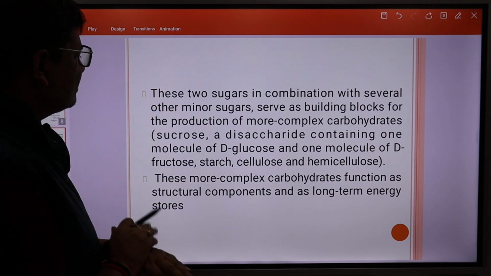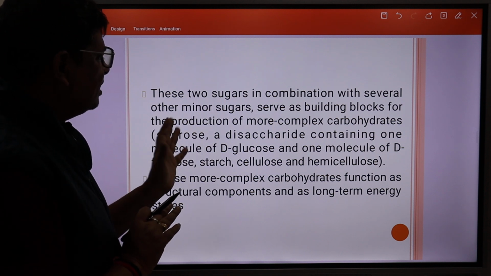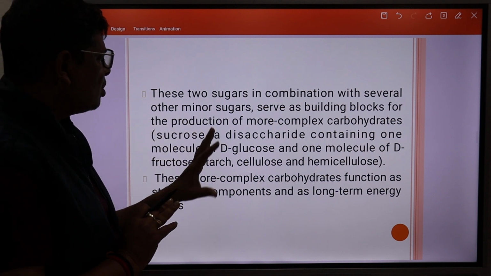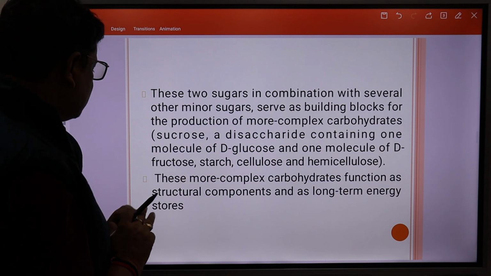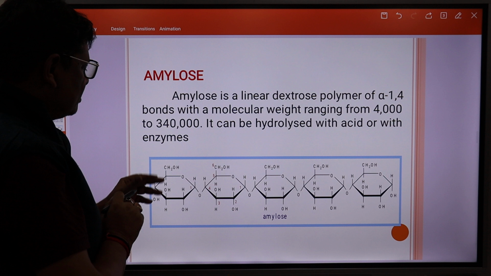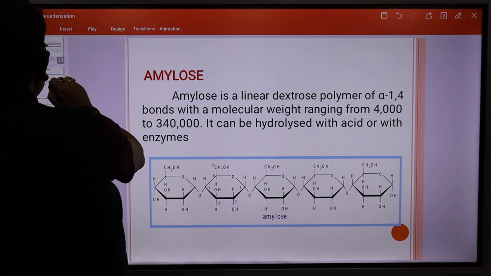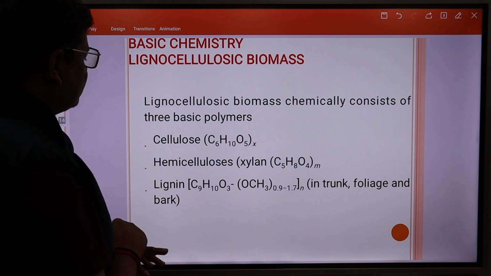So these two sugars, in combination with several other minor sugars, serve as the building blocks for the production of more complex carbohydrates. So you need to understand, and I hope you are understanding all these things. Amylose, similarly, you have to understand these structures. So I'm not taking much of your time to understand all these things.